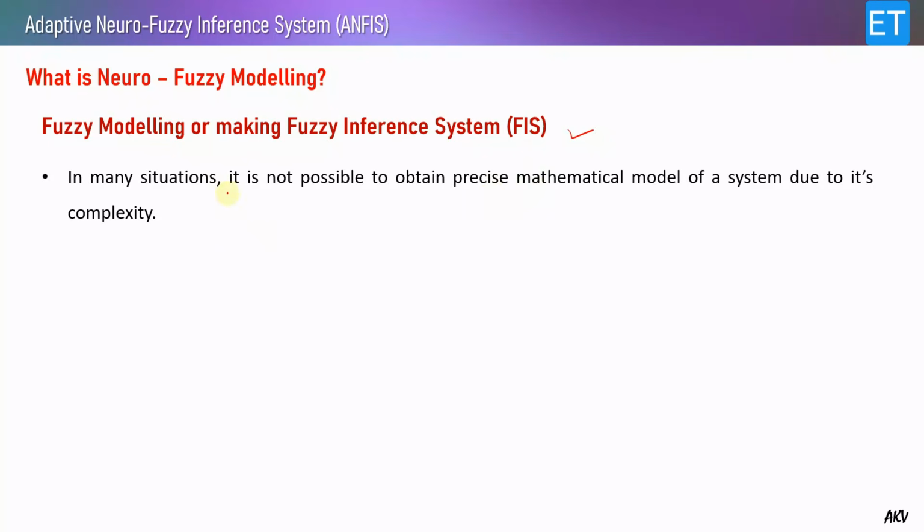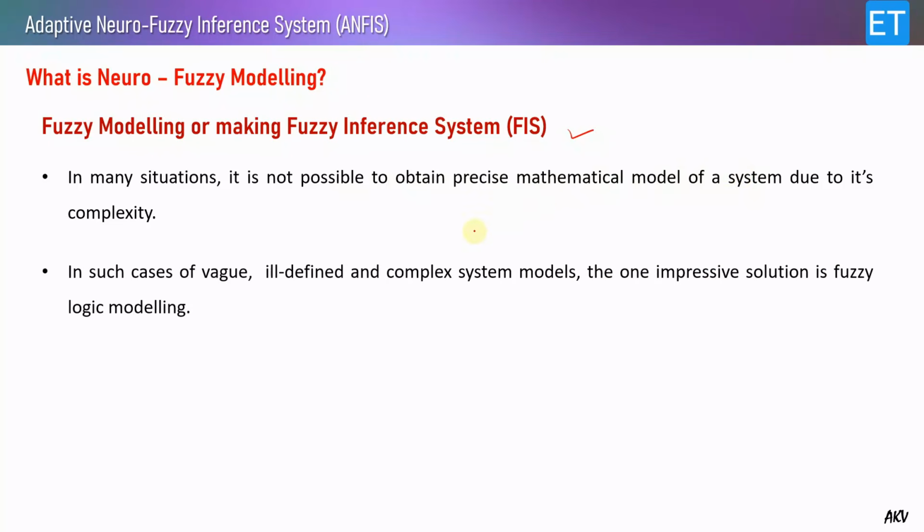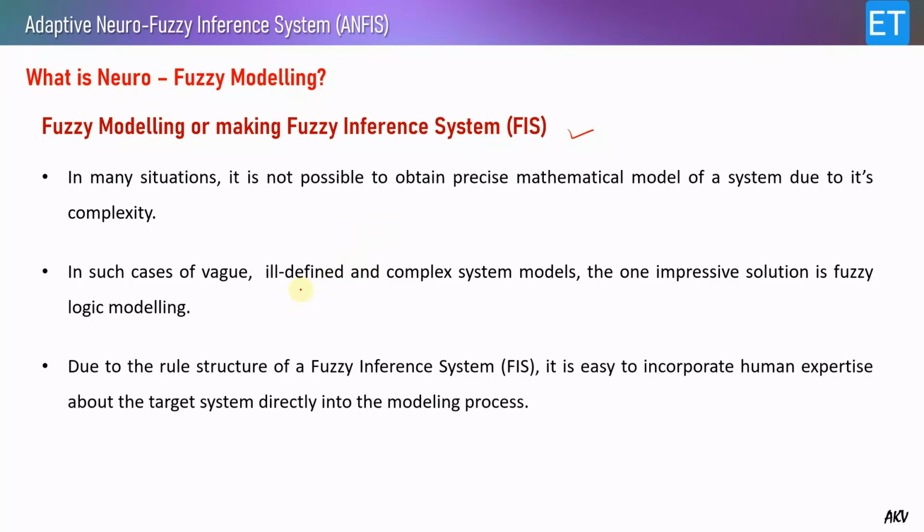Actually, in many situations, it is not possible to obtain the precise mathematical model of a system due to its complexity. So in such cases of vague, ill-defined and complex system models, one important solution is fuzzy logic modeling. Due to the rule structure of a fuzzy inference system, it is easy to incorporate human expertise about the target system directly into the modeling process.